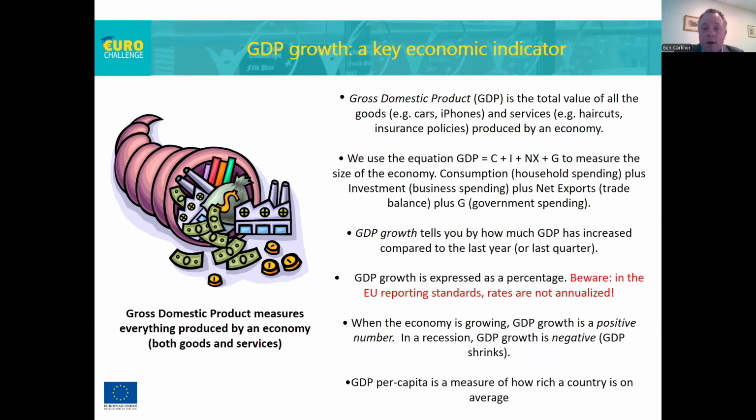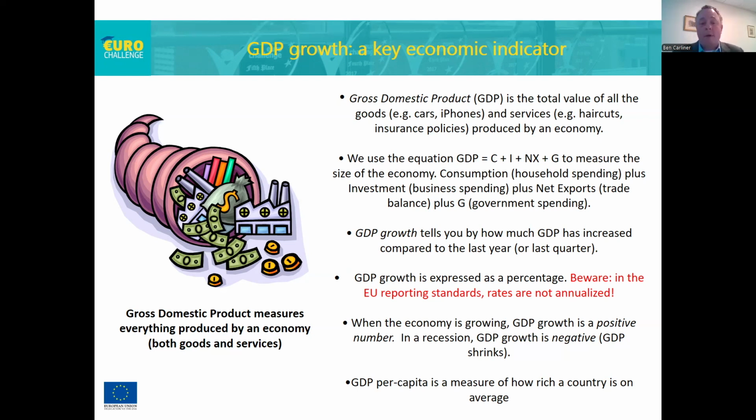But note that in Europe, typically they don't always do annualized GDP growth. They might do GDP growth from a year ago, so Q4 over Q4, the fourth quarter compared to the fourth quarter, or they might give you a number for how much the economy grew compared to the previous quarter. So be careful when you're using statistics to make sure that you're comparing oranges with oranges.